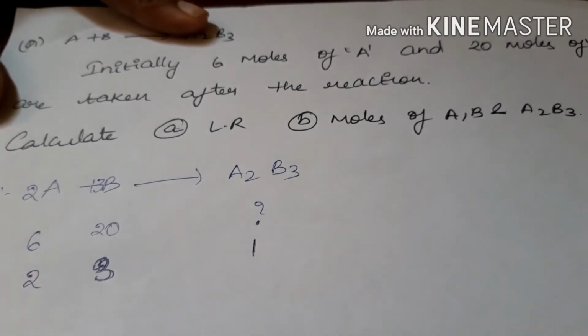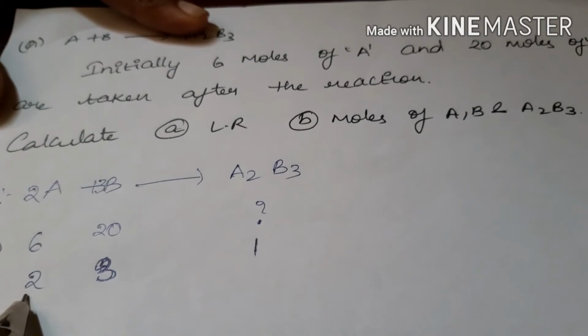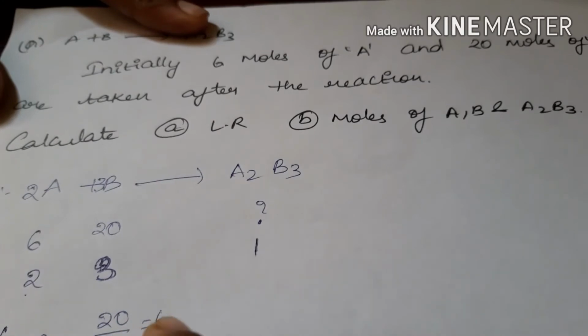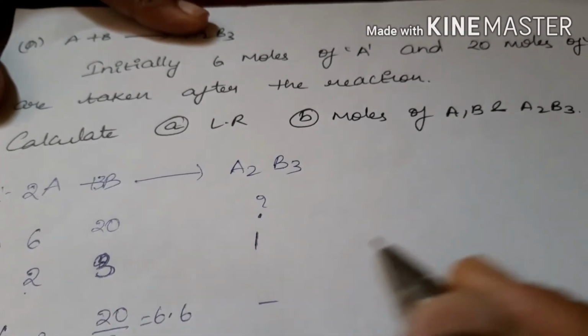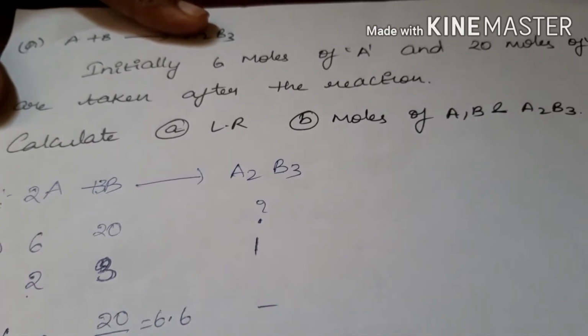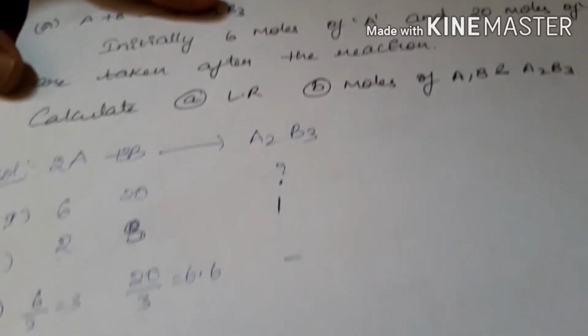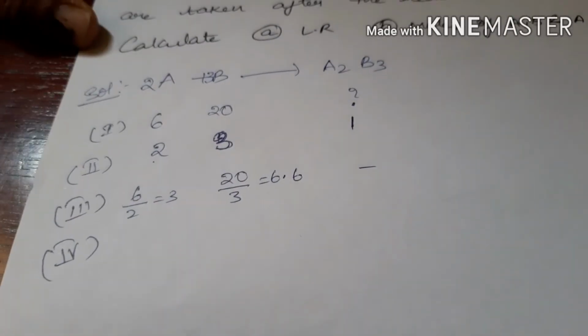For the third step, divide the moles by the coefficients. That means 6 by 2 is nothing but 3. 20 by 3 is nothing but some 6.6. Here, leave this. Fourth trick is the limiting reagent.